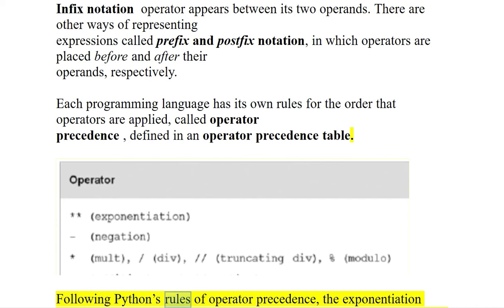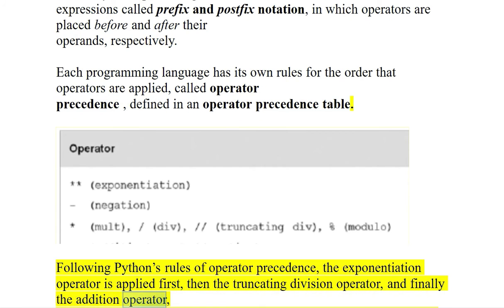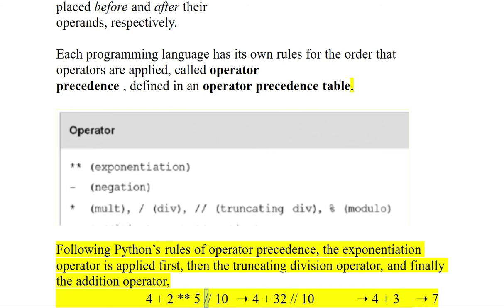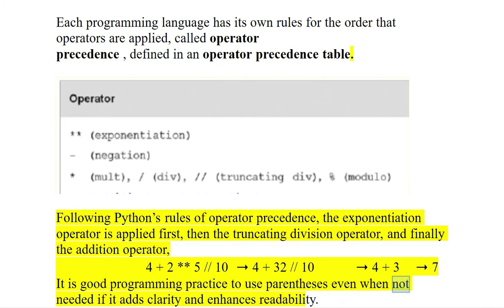Following Python's rules of operator precedence, the exponentiation operator is applied first, then the truncating division operator, and finally the addition operator. 4 + 2 ** 5 // 10, 4 + 32 // 10, 4 + 3, 7. It is good programming practice to use parentheses even when not needed if it adds clarity and enhances readability.